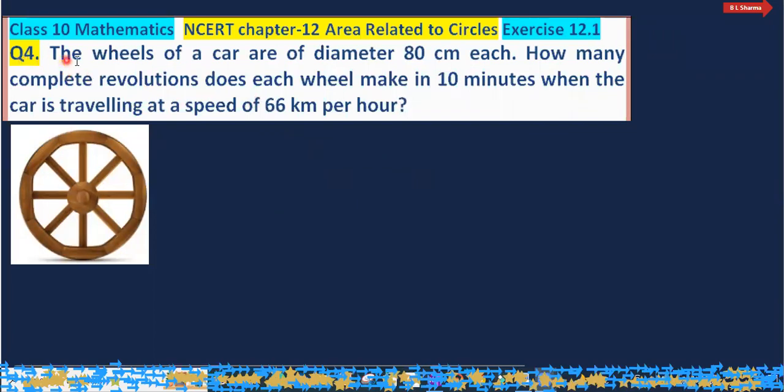Question number 4. The wheels of a car are of diameter 80 centimeter each. How many complete revolutions does each wheel make in 10 minutes when the car is traveling at a speed of 66 km per hour?